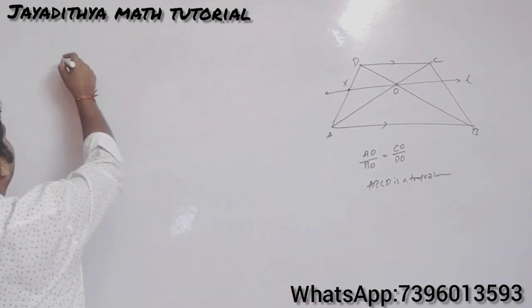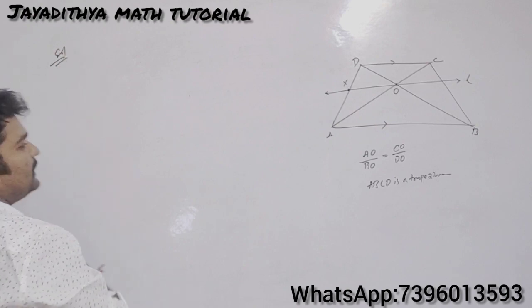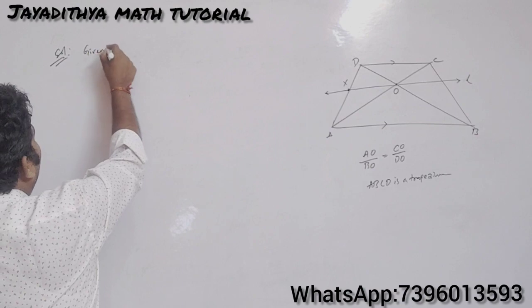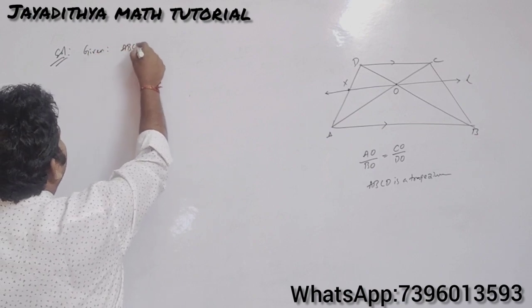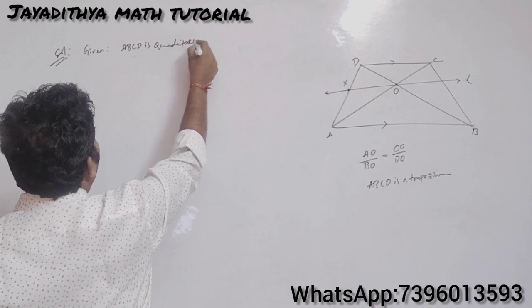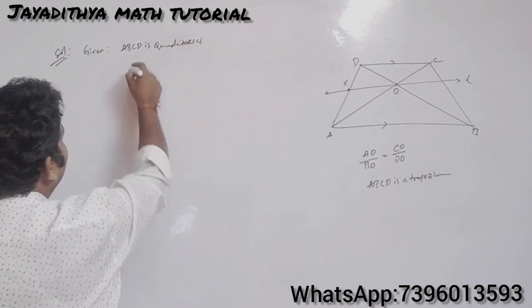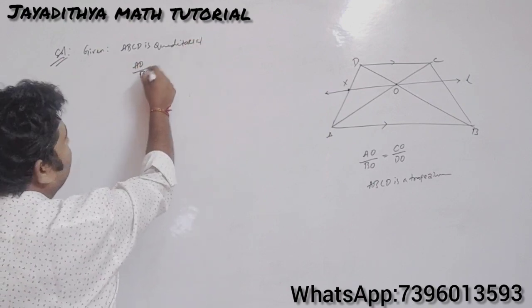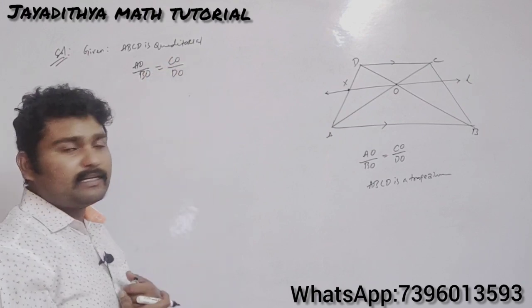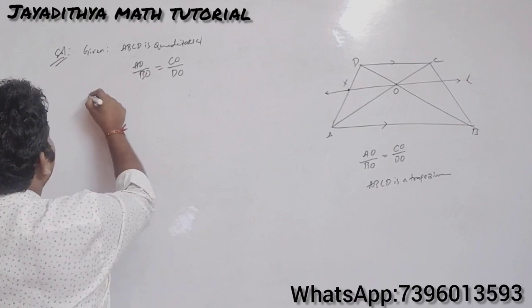So how to solve this one? Let us go for the proof here directly. For that you need to write the given data. What is the given data here? ABCD is a quadrilateral, and he has given AO by BO is equal to CO by DO. Right, now these are the given information, and we need to prove.